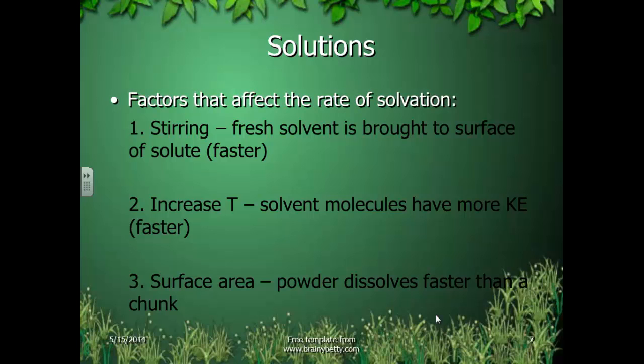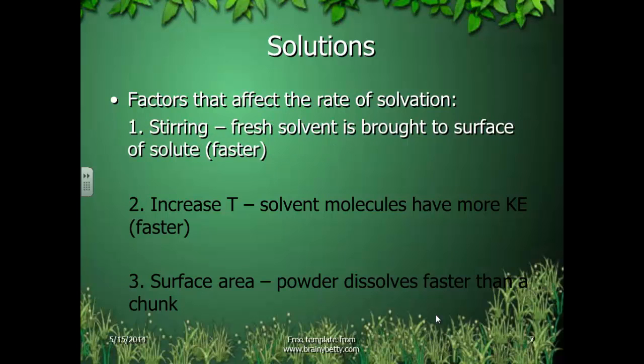And if you just put a little bit of thought into these 3 things, they probably make a lot of sense. If you're trying to dissolve something in your kitchen, whether that's Kool-Aid powder, or maybe sugar, or salt, these are 3 things that you kind of just do naturally. First of all, you stir. If you want something to dissolve faster, you stir it.